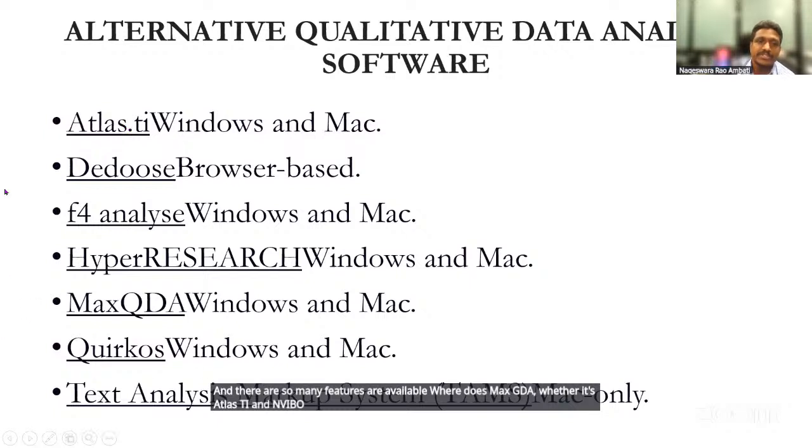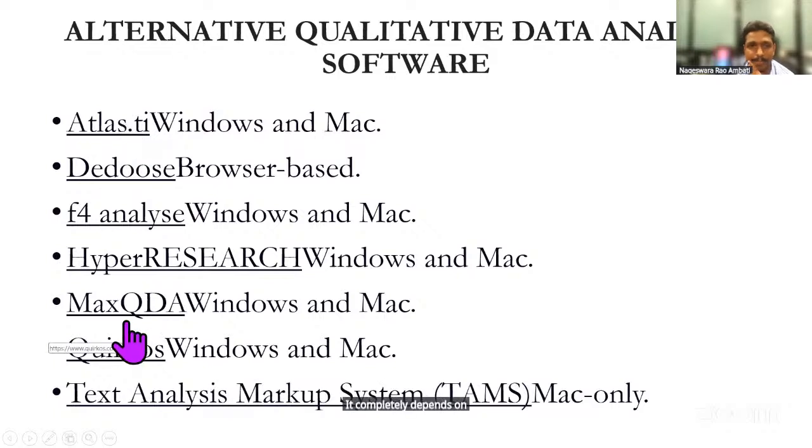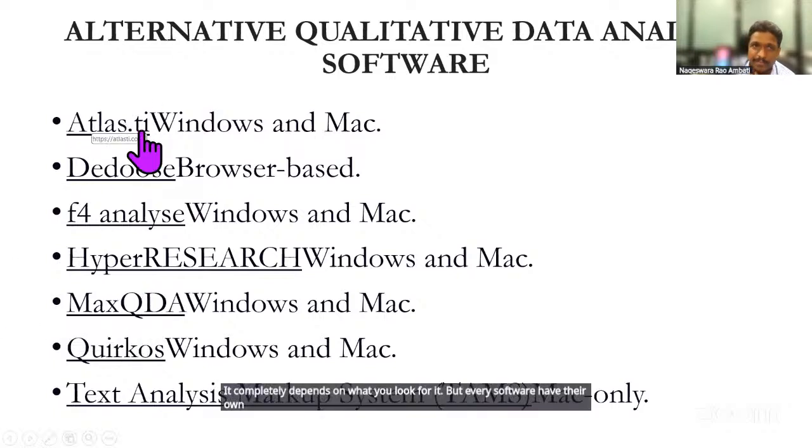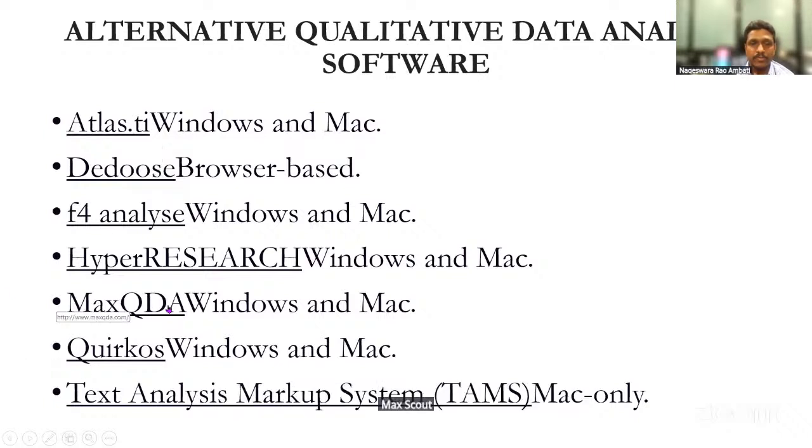If somebody asks which is the best one, again, it completely depends on what you look for. Every software has its own unique features as well. In addition to regular features, MAXQDA is mostly used for mixed method research. One can even conduct hypothesis testing as a part of MAXQDA. So MAXQDA, ATLAS.ti, and NVivo are the three popular softwares.